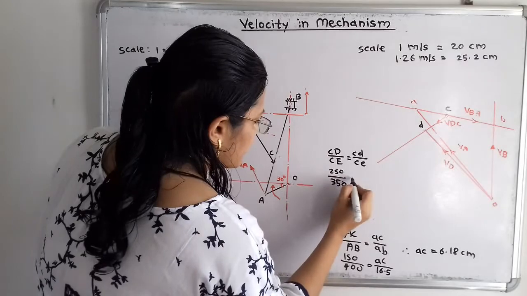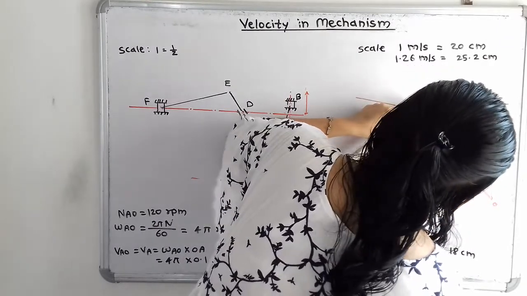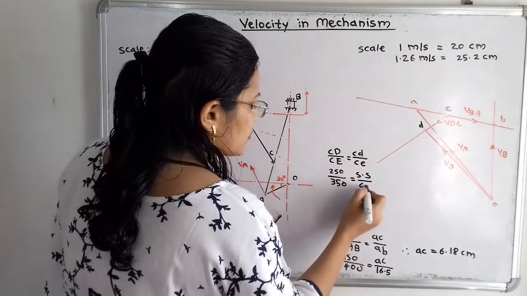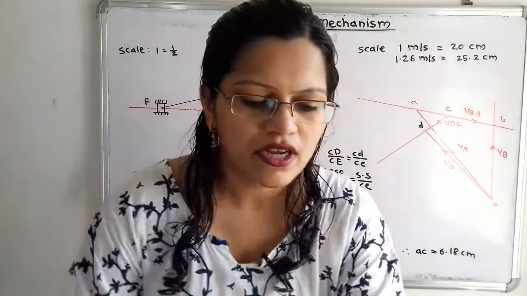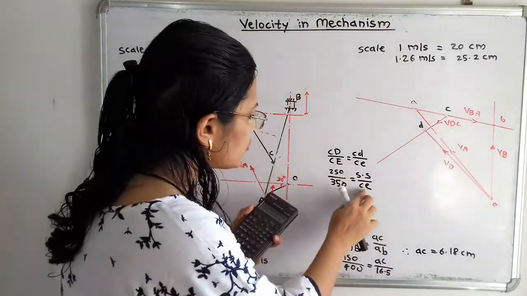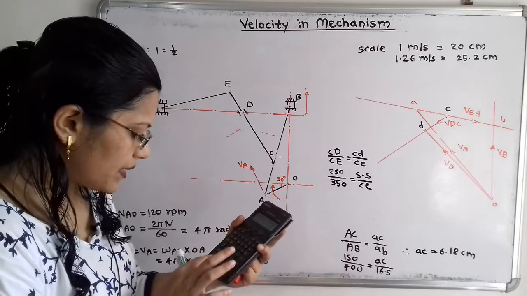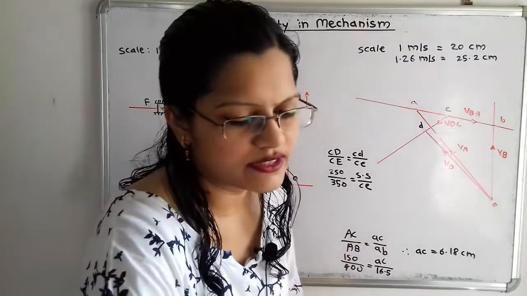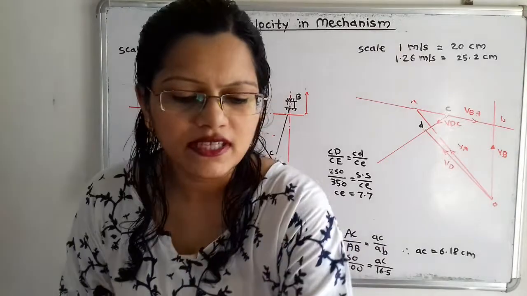That is 250, which is equal to, now here CD is known. So if I measure this CD, it is 5.5. And what about CE? The CE is unknown. So this 250 and 350 are in millimeters, and this 5.5 is in centimeters. But from the numerator and denominator, the millimeter gets cancelled. So I will solve this. CE is the unknown term, so I will take CE to the left hand side. So 5.5 multiplied by 350 divided by 250, which is equal to 7.7. So I will say that CE is equal to 7.7. So the distance of C from E is 7.7.